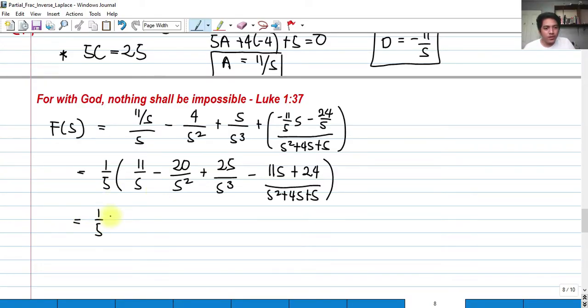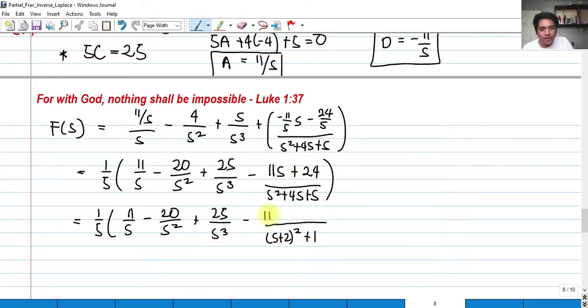This terms are easy to get the Laplace, up to s cubed. But how about for this? The technique for the inverse Laplace is to rewrite the denominator. This denominator can be rewritten as s plus 2 squared plus 1. And in the numerator, I can have 11 times s plus 2 minus 2. So this s plus 2 minus 2 is still equal to s, plus 24.